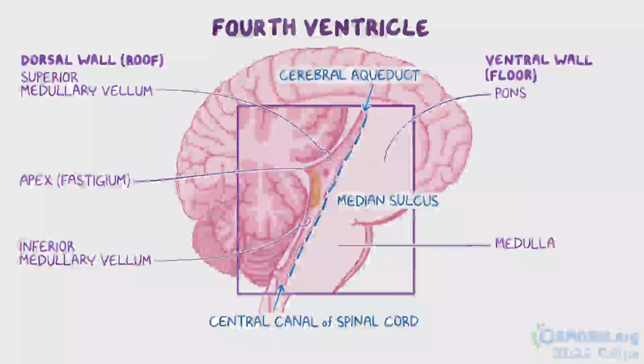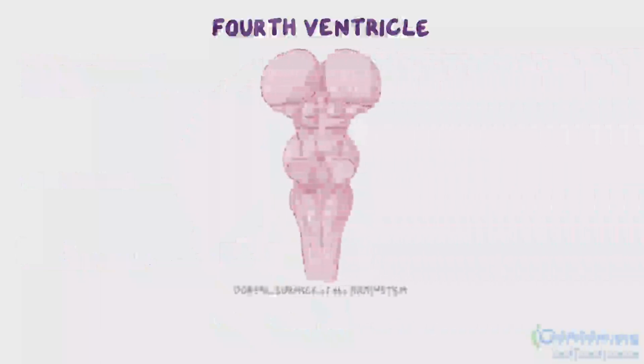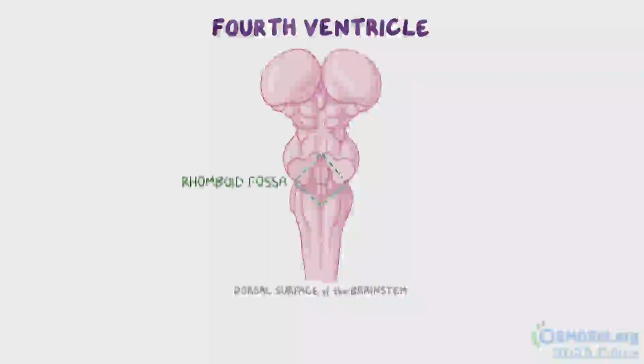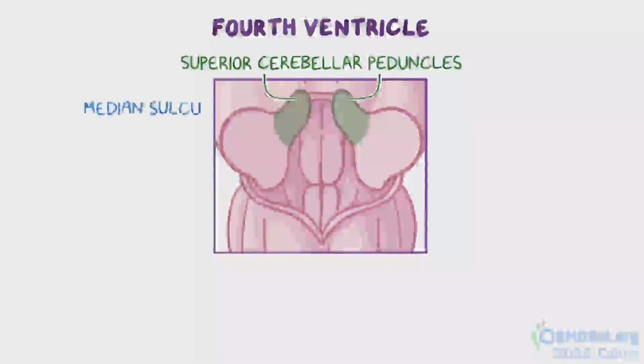To better visualize the floor of the fourth ventricle, we should expose the dorsal surface of the brainstem. The floor is diamond or rhomboid shaped, so it's called the rhomboid fossa. The dorsal aspect of the pons, which is triangular shaped, creates the rostral half of the floor. Laterally, there are the superior cerebellar peduncles. Running vertically down the midline is the median sulcus, and just parallel to it, on each side, the sulcus limitans.